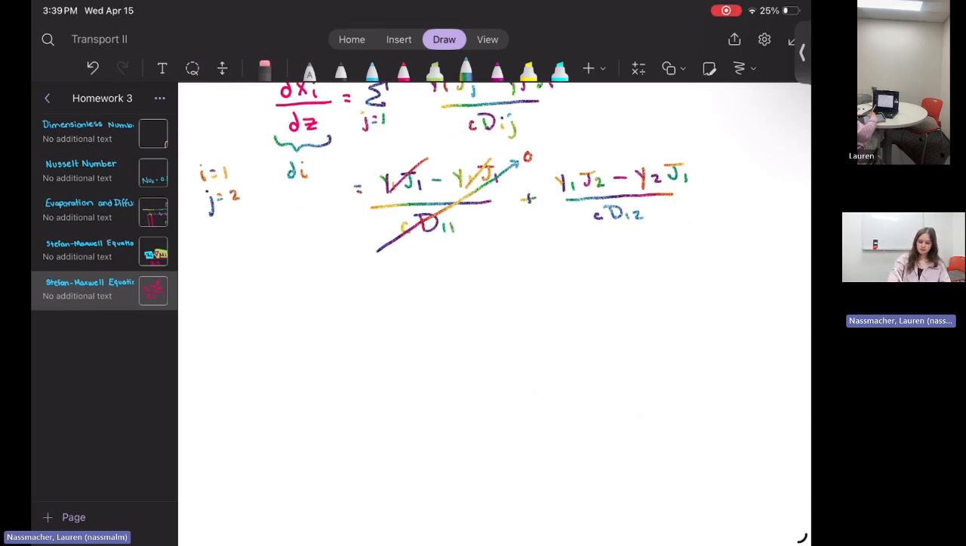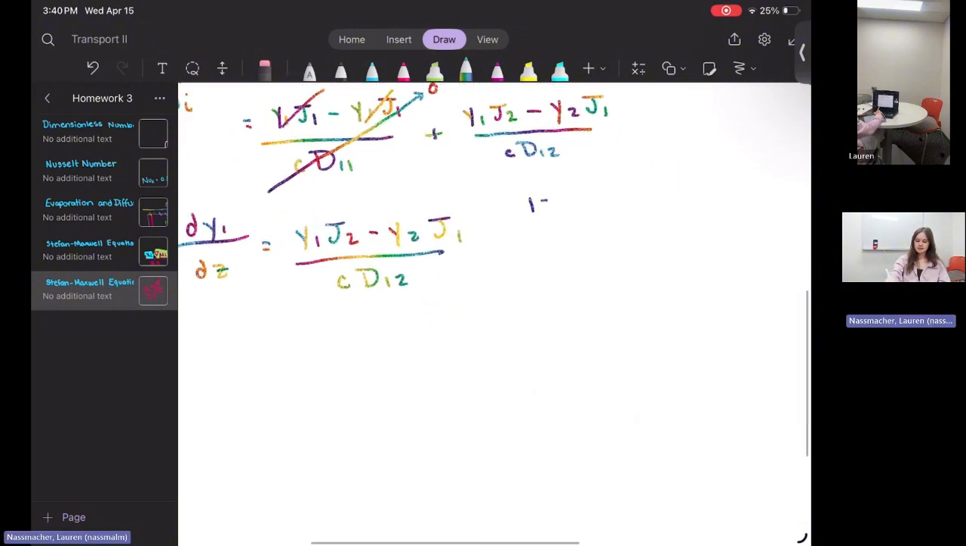So our final equation for now, we have the derivative of our mole fraction 1 with respect to z is equal to mole fraction of 1 times our molar flux of 2 minus our mole fraction of 2 times our molar flux of 1, all over concentration times our diffusion coefficient of 1 to 2.